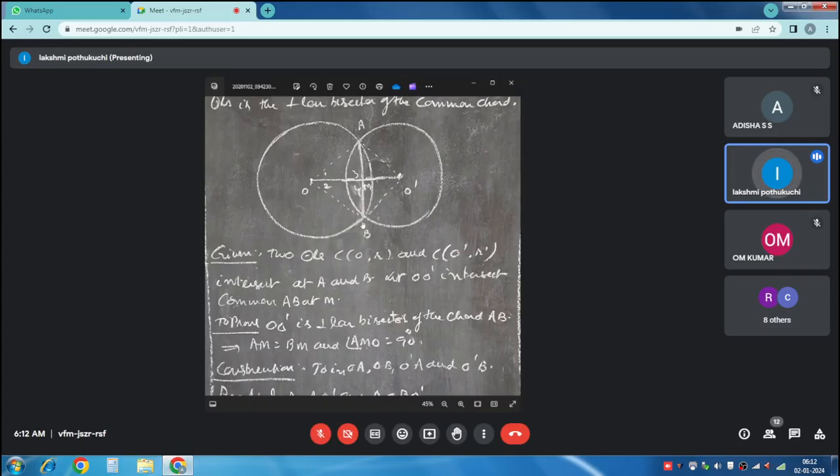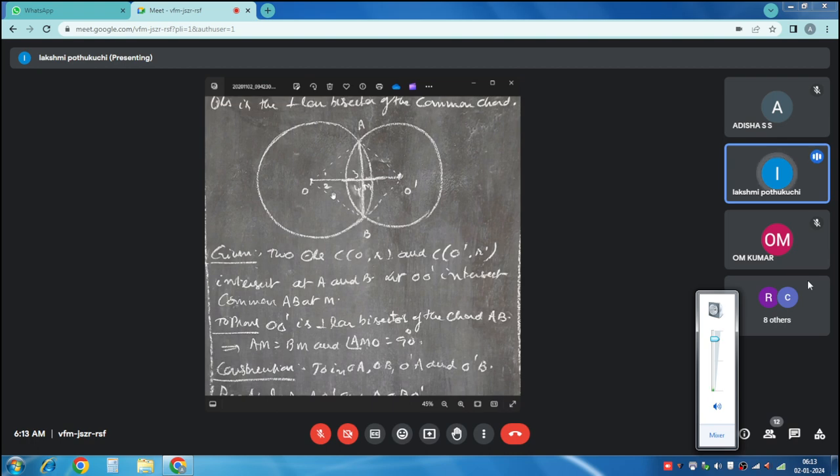Radii of the same circle. First circle OA, OB; second circle O'A, O'B. OO' is common. Therefore, by SSS property, these two triangles are congruent. By CPCT, angle 1 is equal to angle 2.